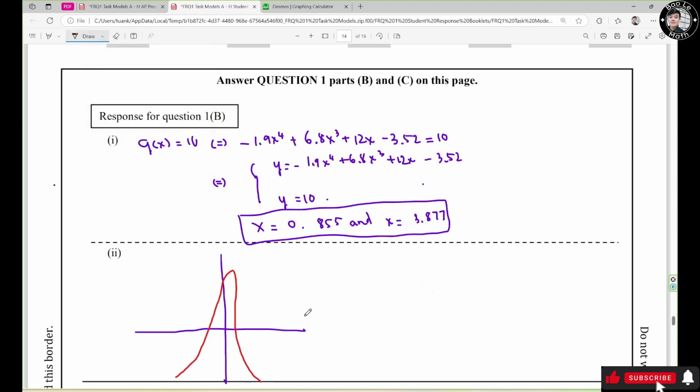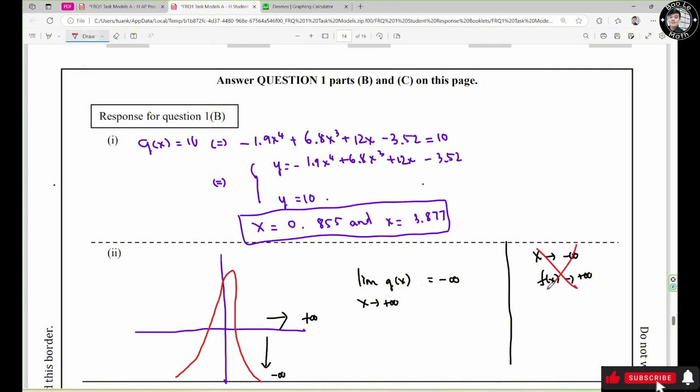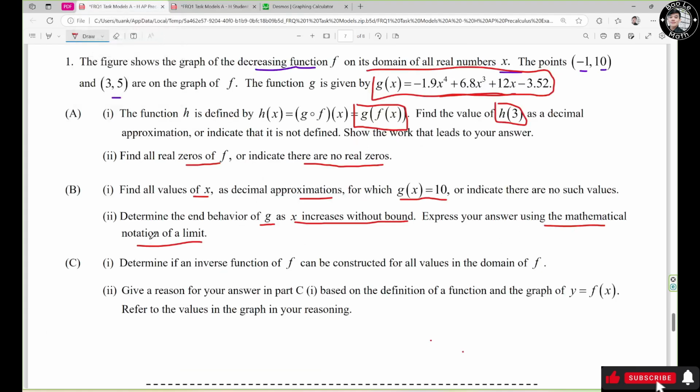Now you see that when s approaches positive infinity, the function keeps going down forever. It goes to the right and down, to negative infinity. So you have the limit of the function g of s as s approaches positive infinity equals negative infinity. Keep in mind, don't write it like this: s approaches negative infinity, f of s approaches positive infinity. If you write like this, it doesn't count because the question wants you to use the limit notation.